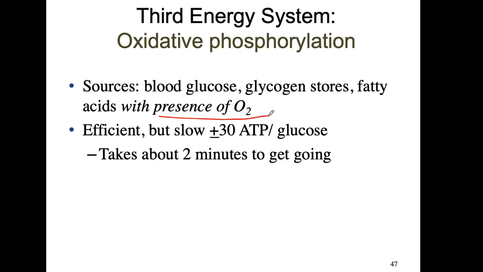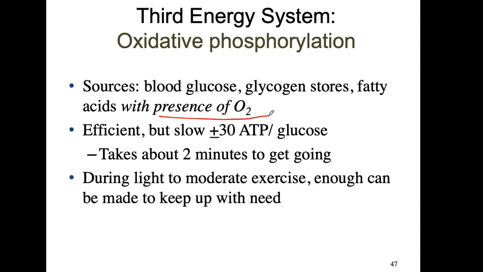So you can't use it for that quick dash out the door. It's going to come a little bit later. If you're out on the track, it's going to kick in after those others have used up their ATP already, their phosphates. When doing light to moderate exercise, enough can be made to keep up with the need. You're running around the track and you think, hey, I can do this forever. It's moderate exercise, so you're sort of jogging around and you will have enough ATP because oxidative phosphorylation is going to kick in.